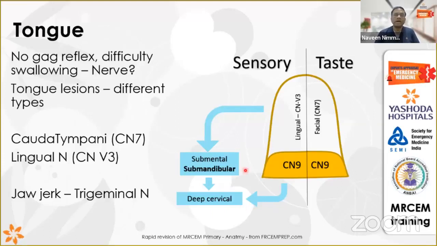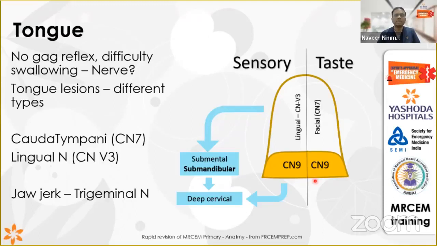So coming to the ventricles of the brain, first you have the lateral ventricles, then they are connected to the third ventricle by the interventricular foramen of Monro. Next, the third ventricle will be connected to the fourth ventricle via the cerebral aqueduct. The last one is the fourth ventricle.